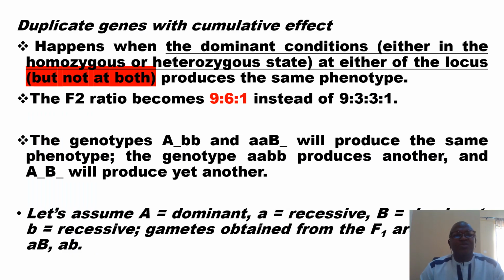So we also have a case of duplicate genes with cumulative effect, and this happens when the dominant conditions, either in the homozygous or the heterozygous state, at either of the loci, but not at both loci at the same time, will produce the same phenotype. So the F2 ratio in this case becomes 9:6:1 instead of 9:3:3:1. The genotypes, this and this, will produce the same phenotype. This genotype will also produce another different phenotype, while this will produce yet another.